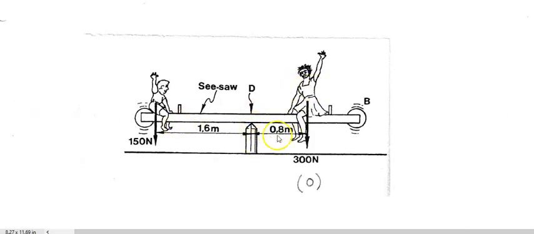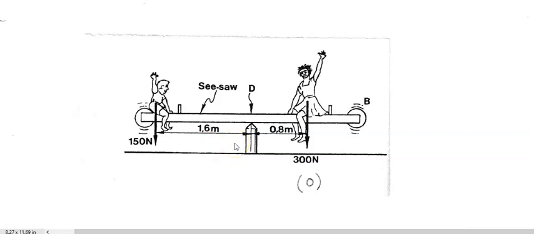Well, let's assume it's a mother and a son, or a guy and a girl. The girl is sitting here, 0.8 meters away, and she weighs 300 newtons. The guy sits 1.6 meters away, and he weighs 150 newtons. So about point D, this will be plus 300 times 0.8, and about point D, this will be minus 150 times 1.6.